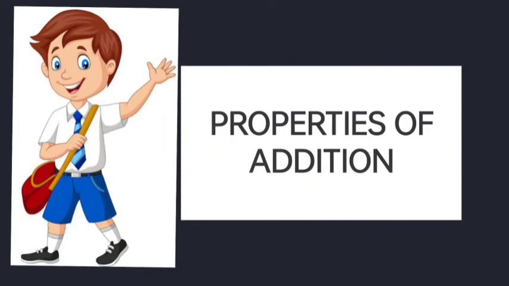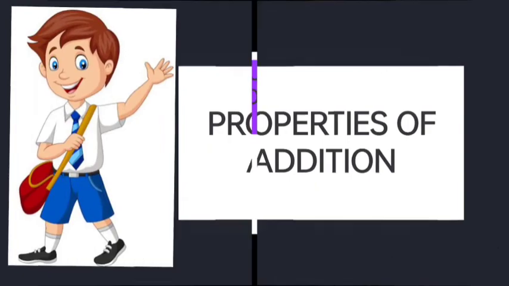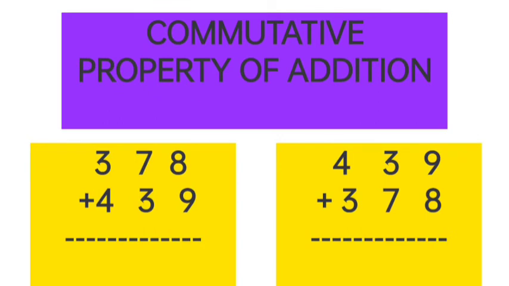Now let's understand the properties of addition. The first property is the commutative property of addition. Let's understand this with an example. First add 378 and 439. Let's add the ones column. 8 plus 9 is 17, 1 will carry. 1 plus 7 plus 3 is 11. 1 will carry to the 100 column. Then 1 plus 3 plus 4 is 8. So the answer is 817.